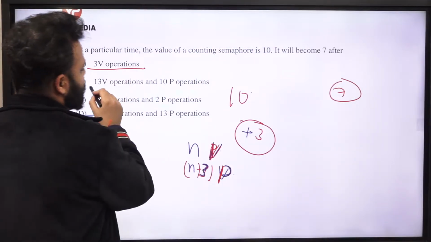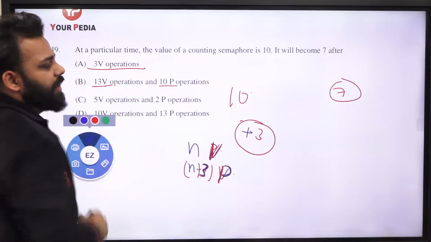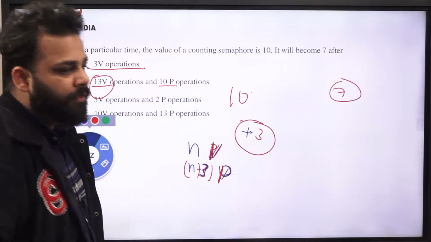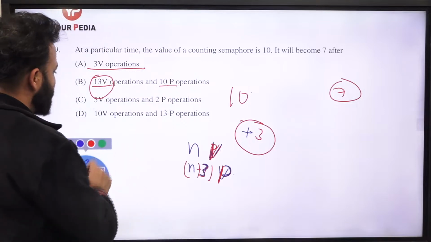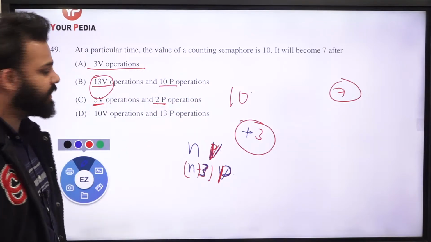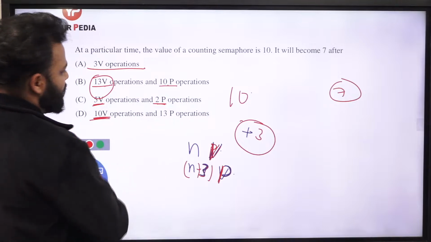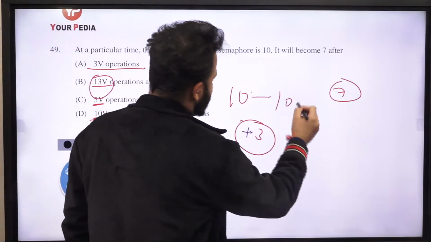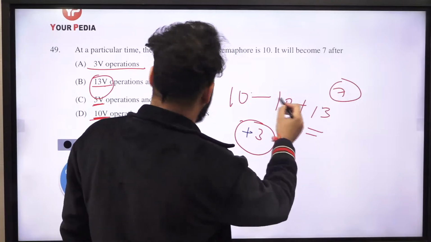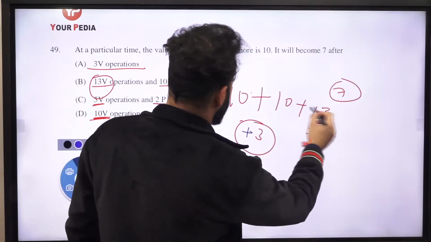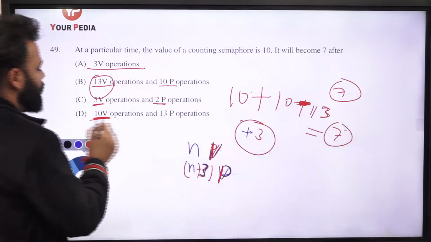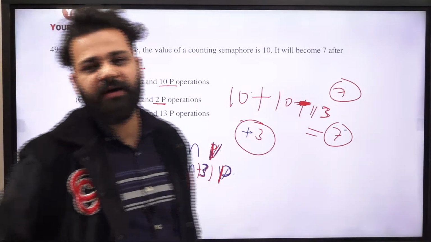If you do 13 V operations, the value will become 23. 23 minus 10 will be equal to 13. So again the value will become 13. After that, 10 V operations: 10 plus 10 minus 13, which will equal 7. So you are doing 10 up operations and 13 down operations.